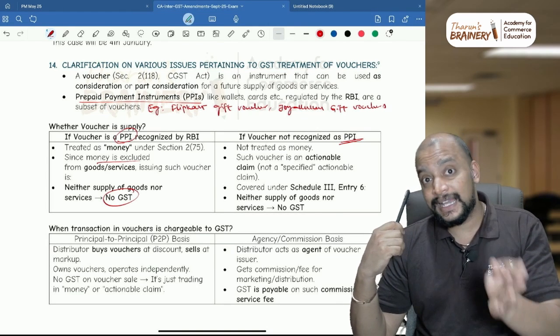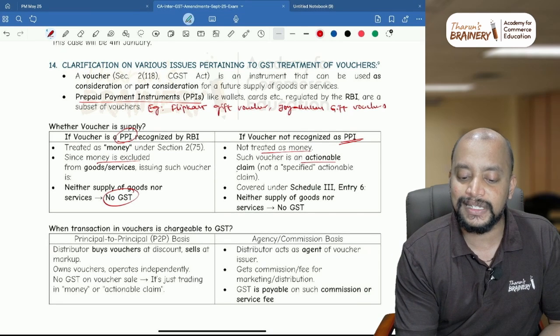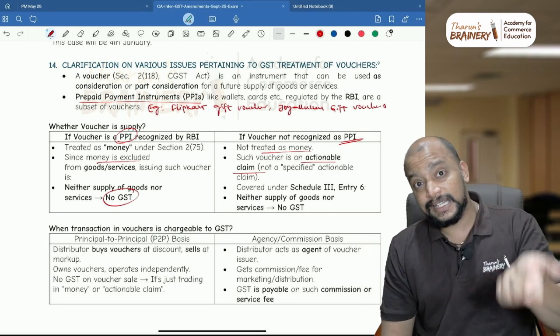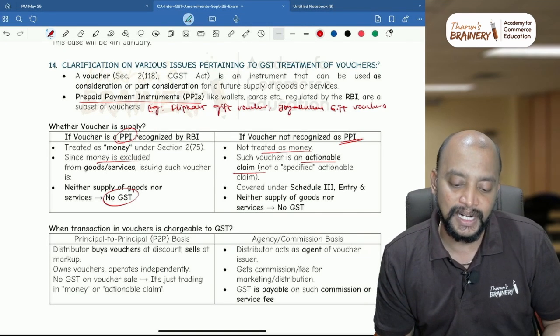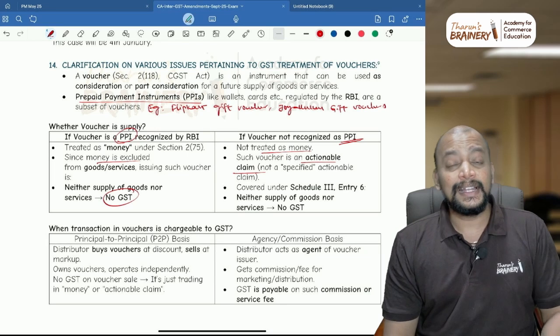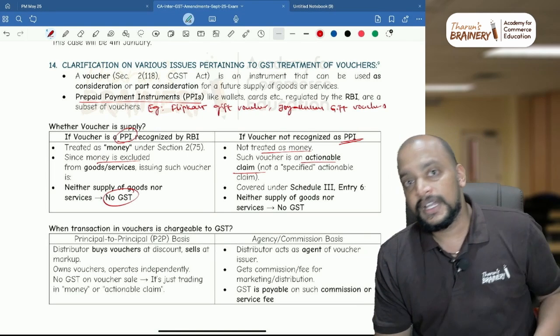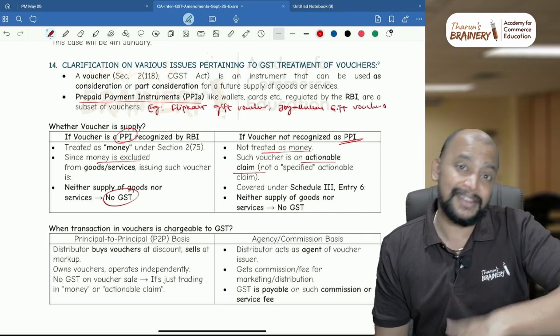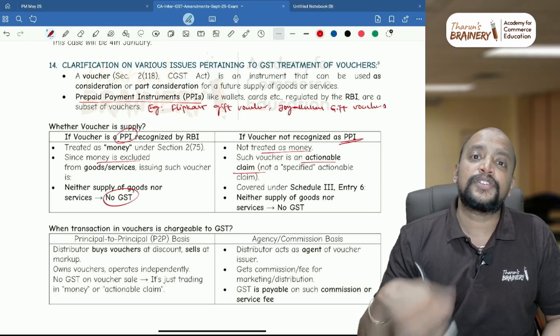Therefore, vouchers other than prepaid vouchers will come under actionable claim. Not treated as money, but that voucher is treated as an actionable claim. But is it covered under specified actionable claim? No, it is not covered under specified actionable claim. It is other than specified actionable claim. What are the specified actionable claims? Only the HC block is a specified actionable claim. So it is other than specified actionable claim, which is excluded from supply.